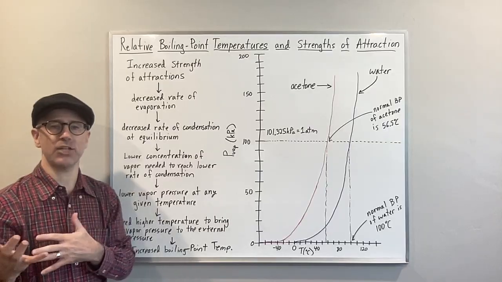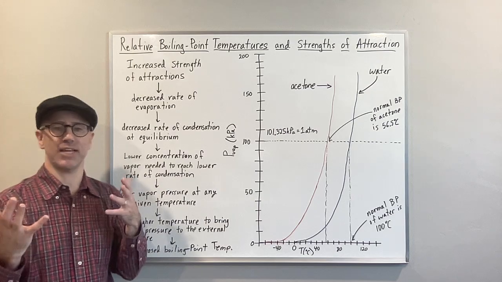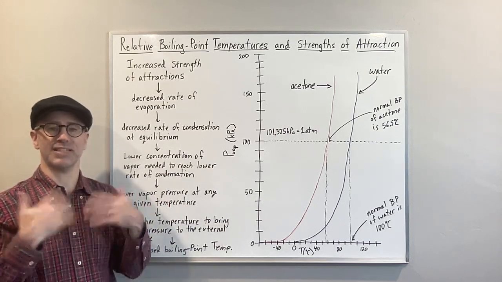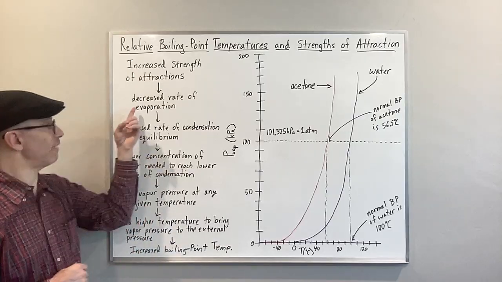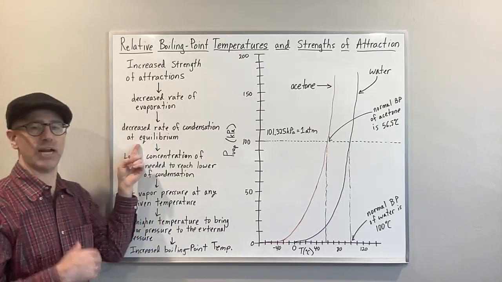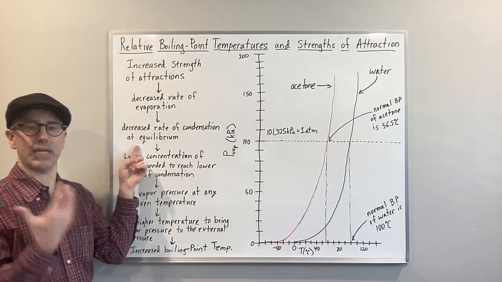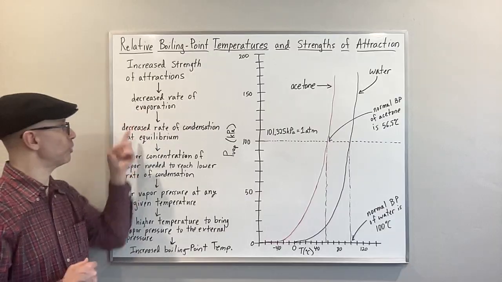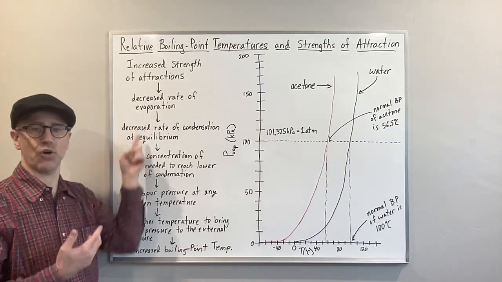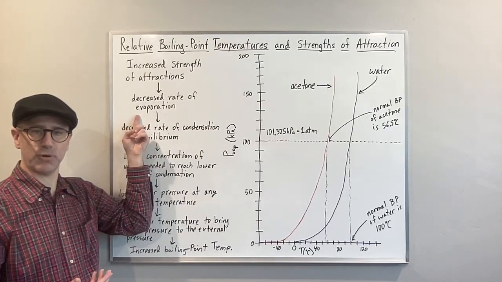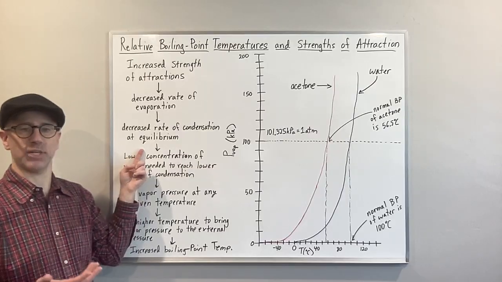Remember, the rate of condensation is going to depend upon the number of particles that you have in the vapor phase that are bouncing around. Fewer particles means a lower rate of condensation, right? So if you have a decreased rate of evaporation, that means you're going to have fewer particles in the vapor phase, which means that you have a decreased rate of condensation at equilibrium. Because remember, at equilibrium, the rate of evaporation is equal to the rate of condensation. So if you have a decreased rate of evaporation, then you're also going to have a decreased rate of condensation at equilibrium because they have to be equal.